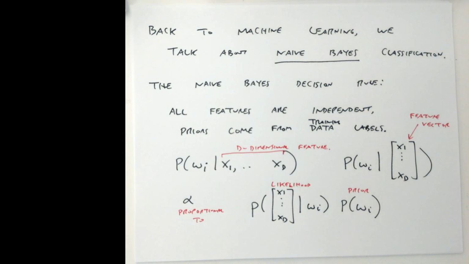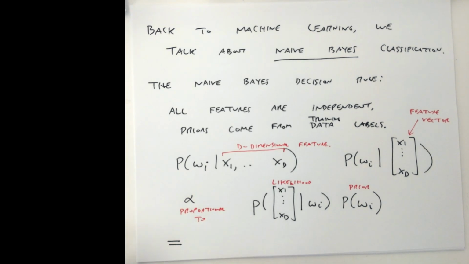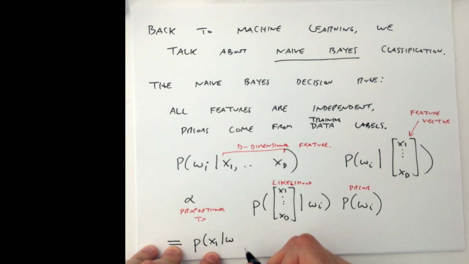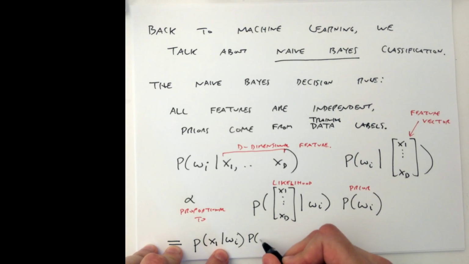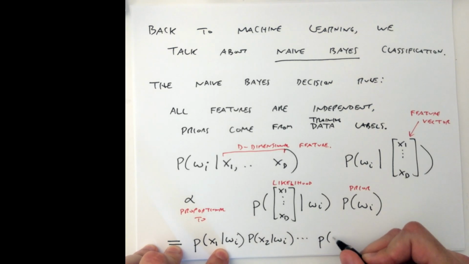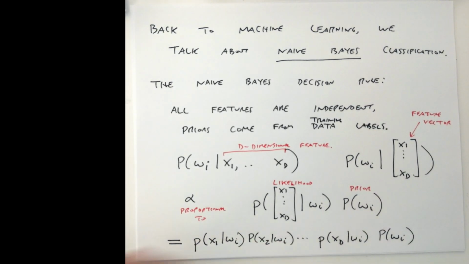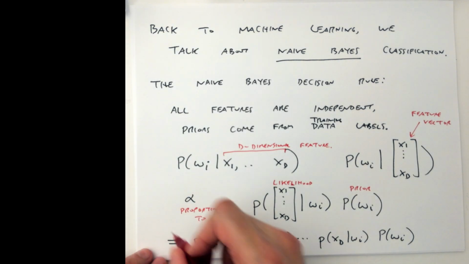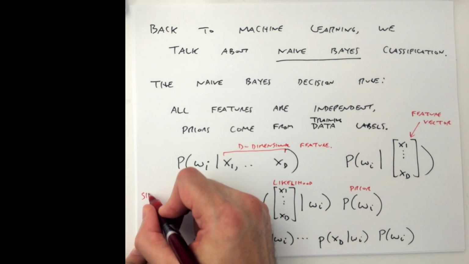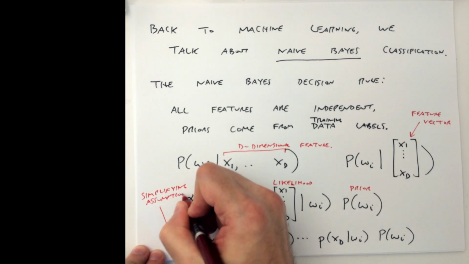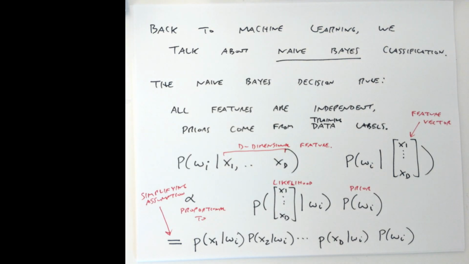And the naive part is that I'm going to simplify this to say that each of these scalar features is independent of the rest. And I multiply it by the prior at the end, right? So this is the naive part. This is a simplification. Because in theory, these features could very well be correlated with each other, right?